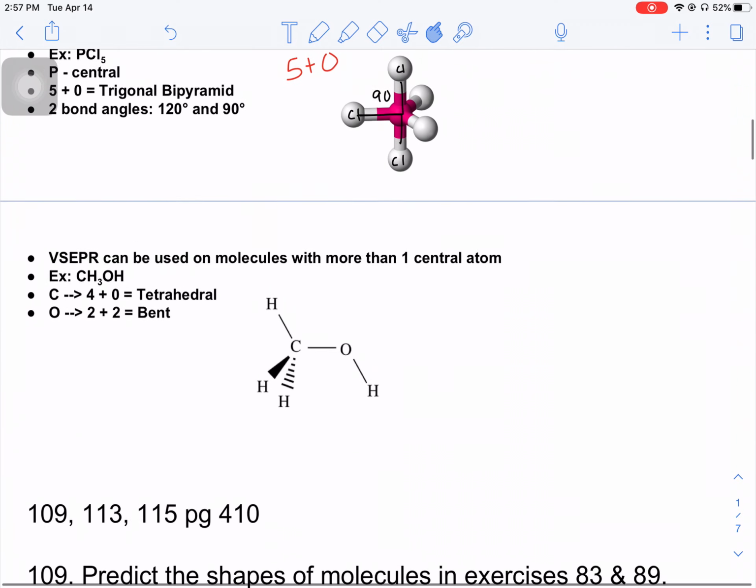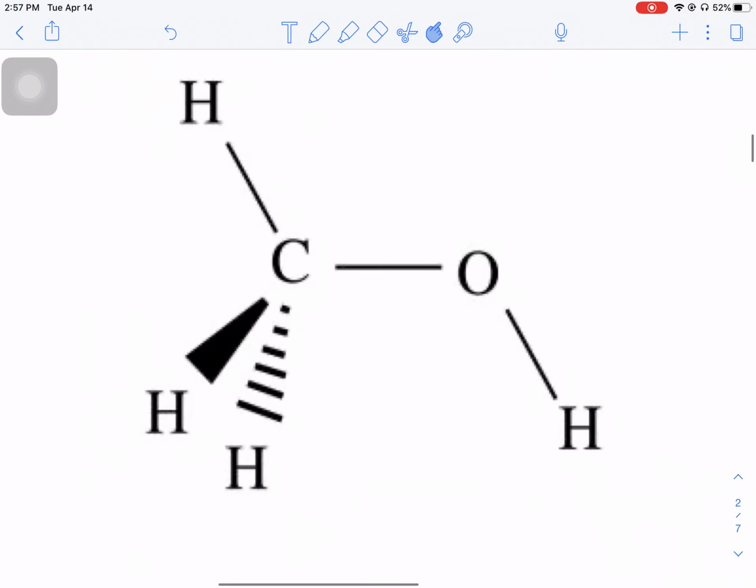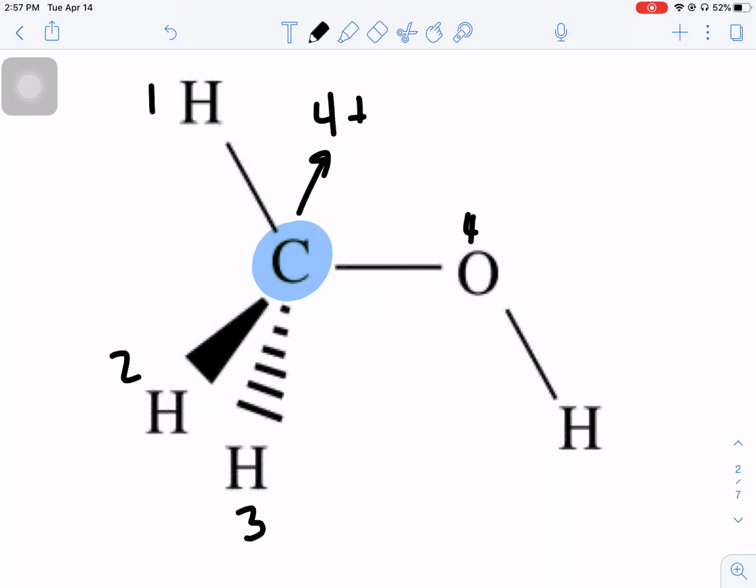Let's see, another example. We also can have center atom combinations for molecules with more than one central atom, and I will use methanol, or methyl alcohol, as my example. So let's do carbon first. Carbon is one of your central atoms. Carbon has 1, 2, 3, 4 neighbors. Carbon has 0 unshared pairs. So for carbon, it's going to be a 4 plus 0. And for carbon, this end of the molecule is going to have kind of a tetrahedral shape, bond angle about 109 degrees.